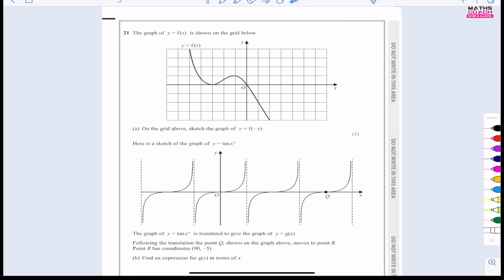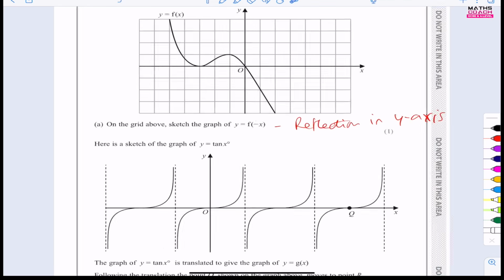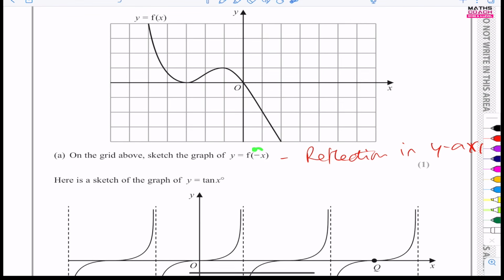Question 21. The graph of y equals f of x is shown. So this is the graph. On the grid above, sketch f of minus x. What does that do? It's a reflection in the y-axis. All right. In other words, let me just zoom in here. See, it's got a negative in front of the x. If you take any x value, like the x coordinate, you can just put a negative in front of it. So here, right here. Okay, let's say the x value is 2. And you put a negative in front of that.